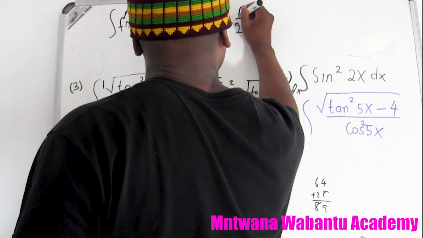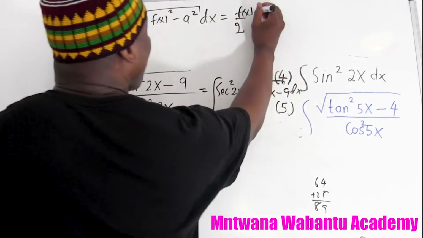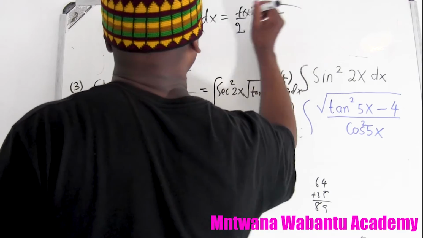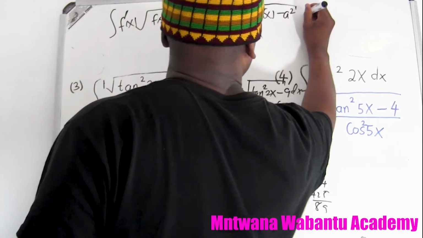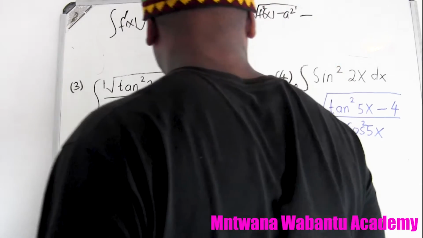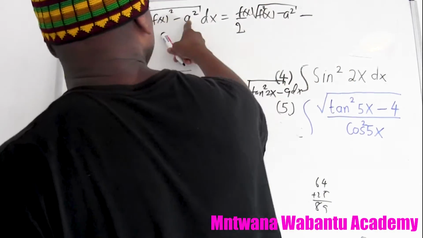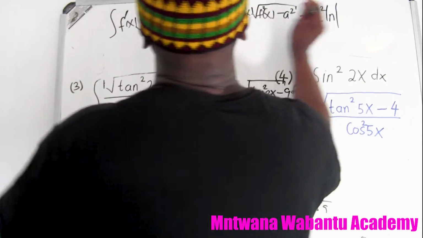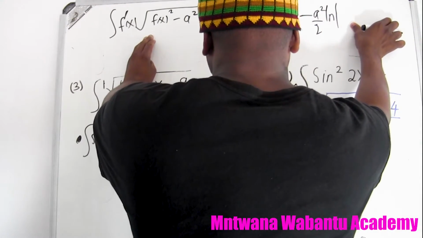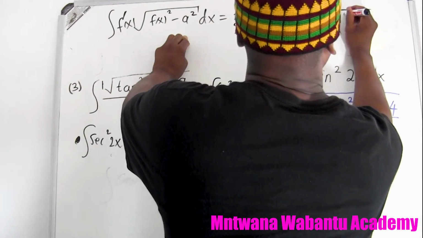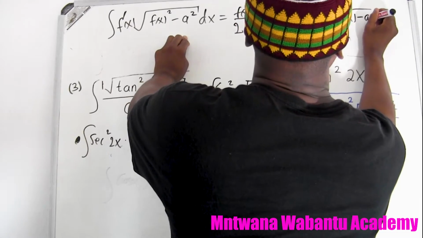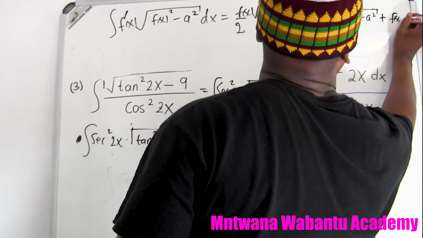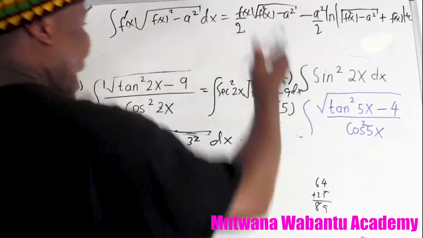And then you write your function of x, f of x over 2, and then after that the square root of f of x squared minus a squared. And then after that, this is minus, so here must be minus, and then a squared over 2, where a is this number here, and then you write ln, with absolute value, of the same thing right here: the square root of f of x squared minus a squared, plus your f of x outside the root, absolute value again, and then plus constant c.